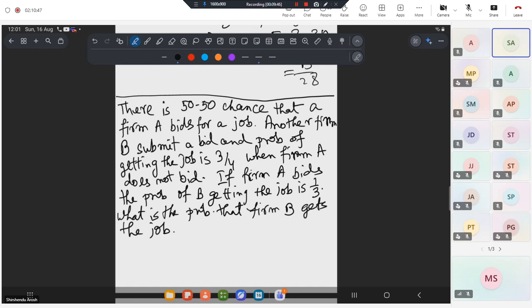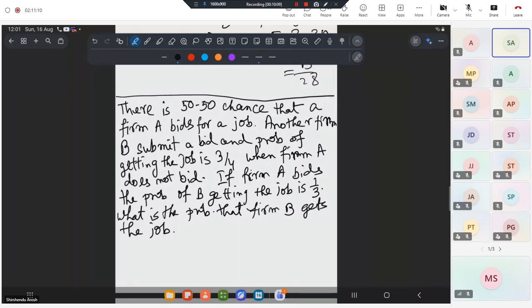Then that is telling us that another firm B is there. So another firm B bids for the job, and the probability of getting the job is 3 by 4 when A does not bid for the job. And if A bids for the job, then the probability goes down to 1 by 3. Then what is the probability that firm B is going to get the job?